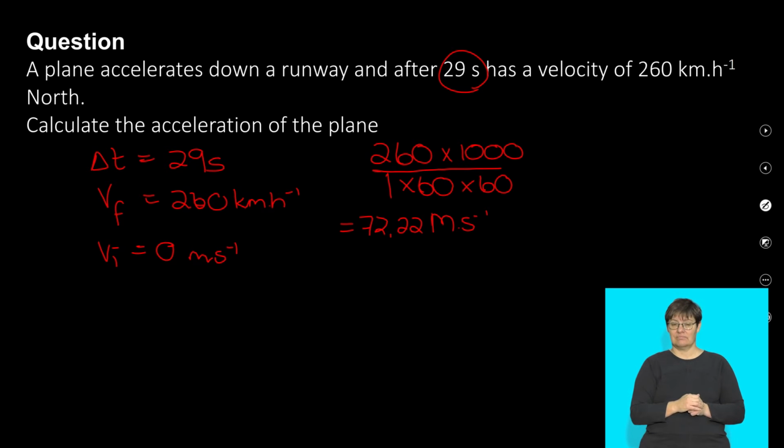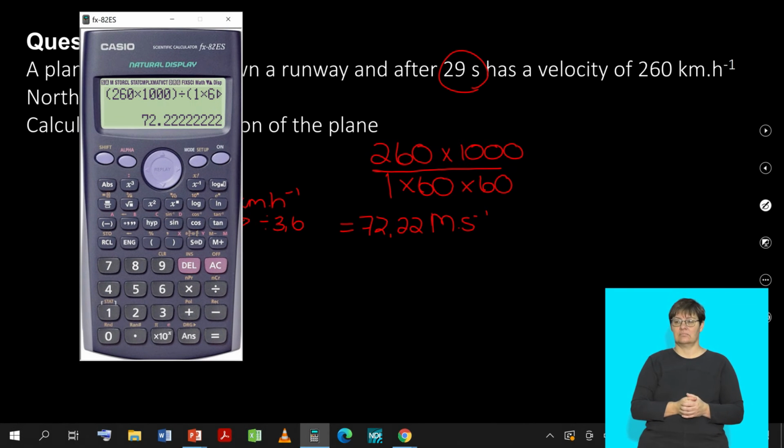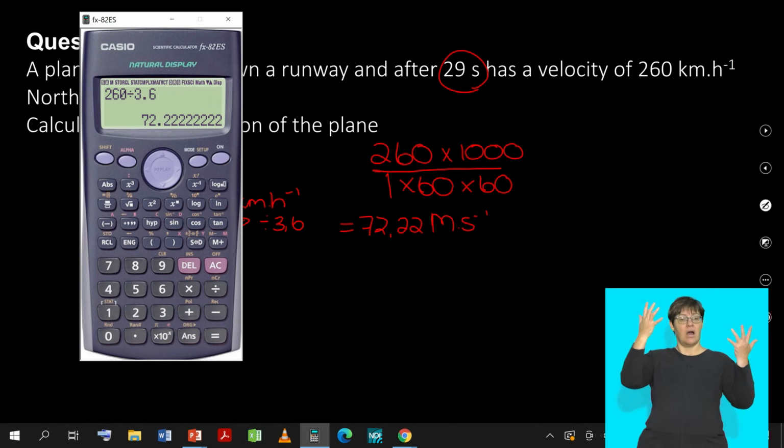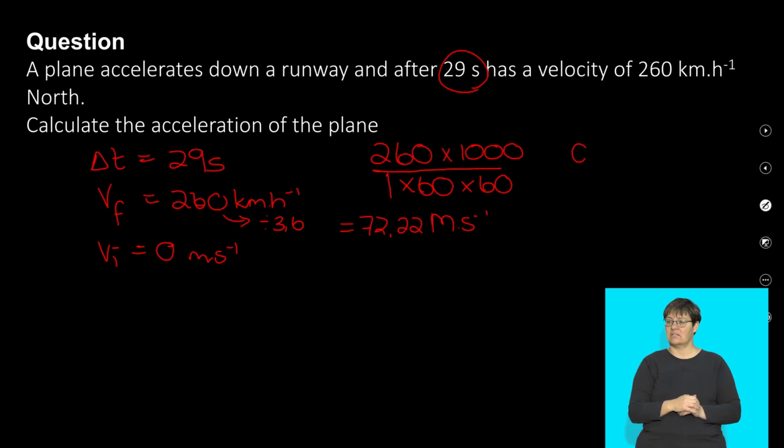Now I want to show you a trick. That is the same as taking this value and dividing by 3.6. Let's prove it. I'm going to take my 260, divide by 3.6. Oh, look at that. Same answer. So you can simply remember that you've got to divide by 3.6.